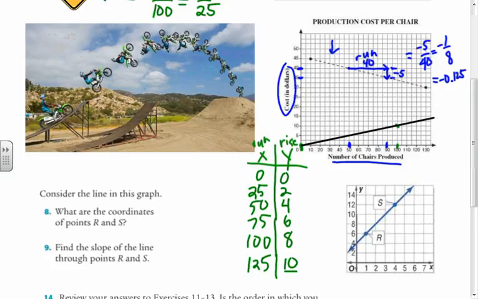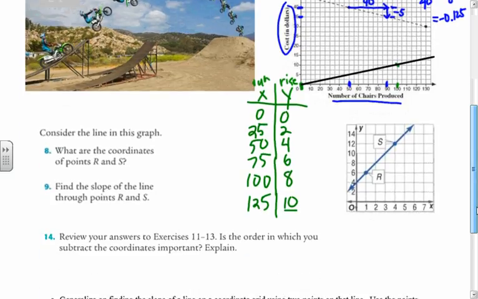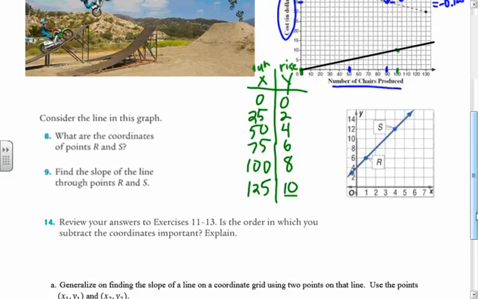All right, so what we need to do is learn how to find the slope, and this problem right here will help us do that. First of all, let's label these coordinates. What are the coordinates of points R and S? R is (1, 6) and S is (4, 12). So we have the coordinates R (1, 6) and S (4, 12).